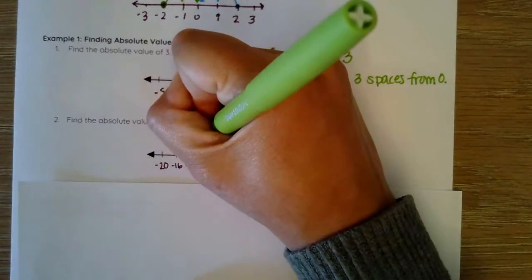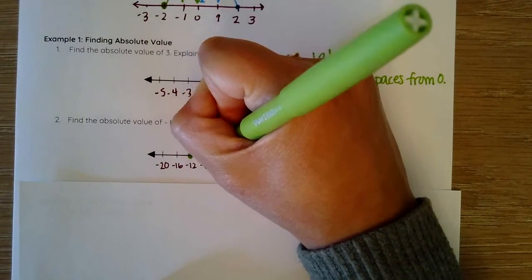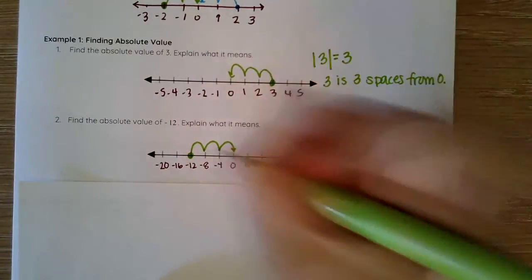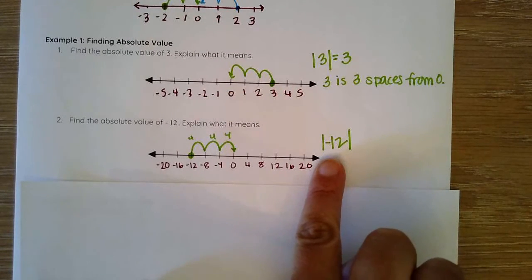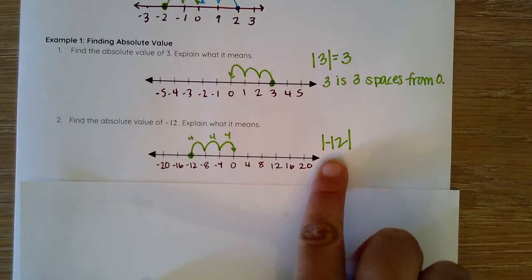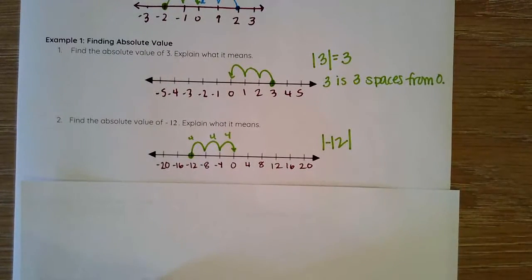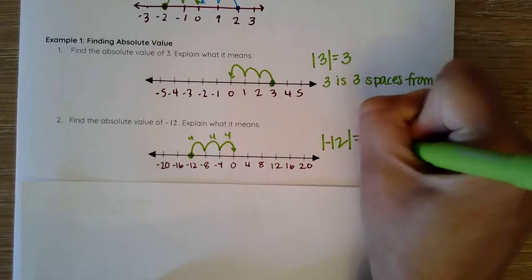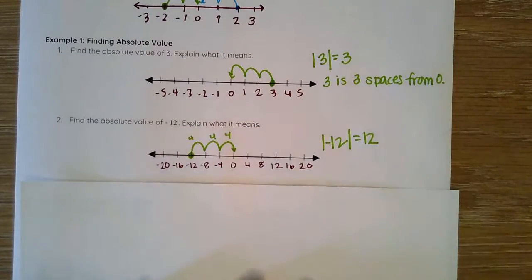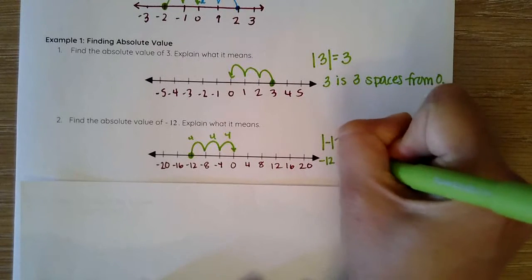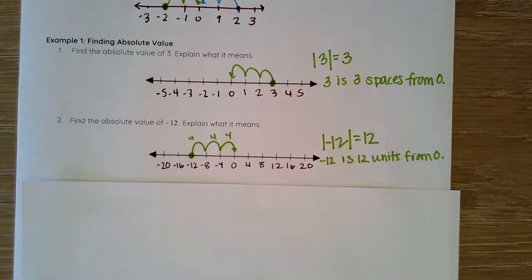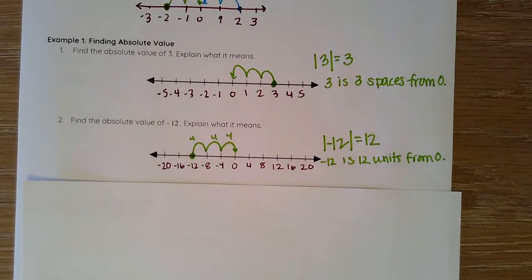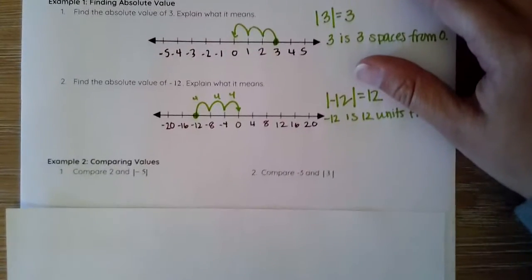So I move 4, 8, 12 spaces to get to 0, meaning the absolute value of -12, the distance away from 0 that -12 is, is 12. So again, that explanation would be that -12 is 12 units from 0. All right, that's what absolute value is. It's always, always positive. So let's go ahead and try two more different types of examples.